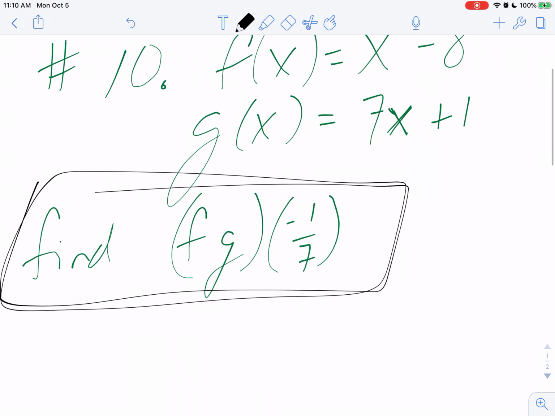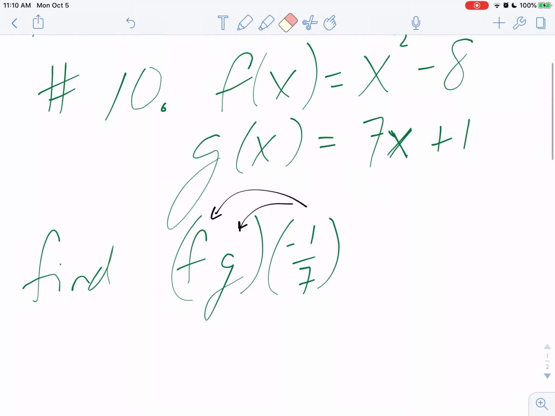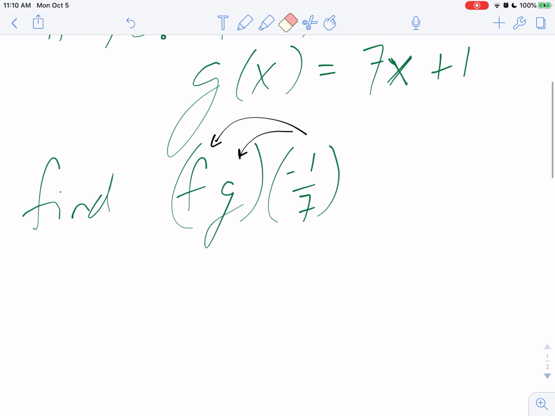So what you do is you take this negative 1/7 and you substitute it into both of those functions, and then you multiply your two answers. Right? In a lot of math books they use different symbols. In my math lab they're just doing FG. That means to multiply your resulting values.